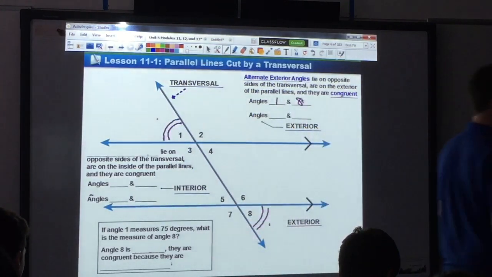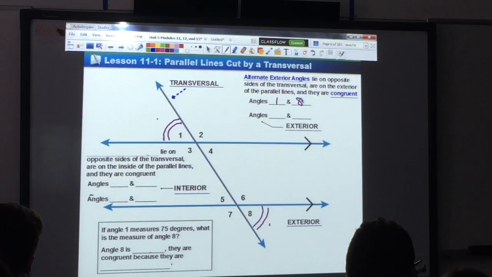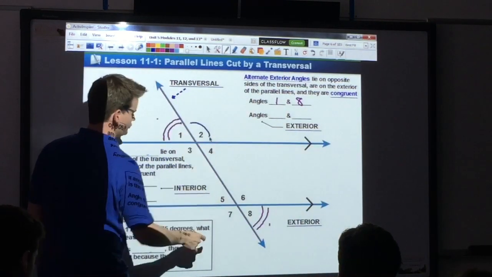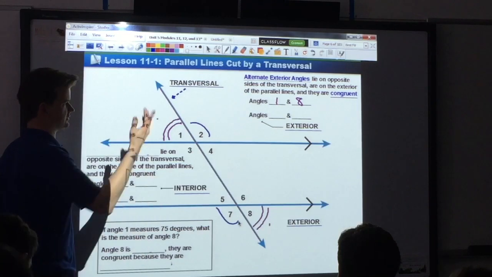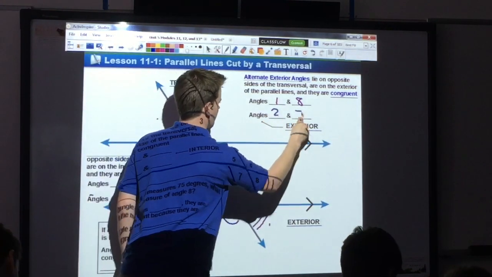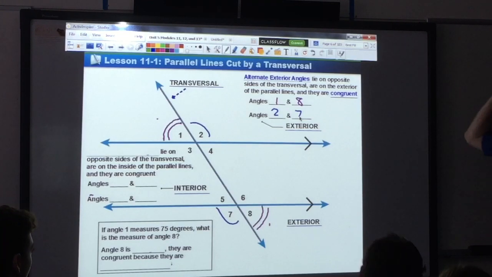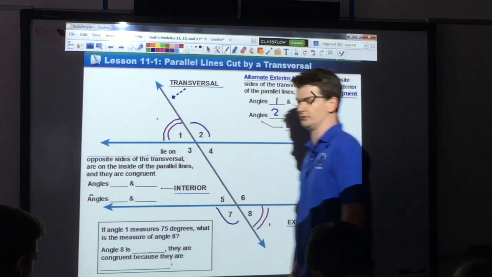Shimon, can you give me the other set of alternate exterior angles there? 2 and 7, perfect. Does it meet the criteria? Well, they're both obtuse, opposite sides of the transversal, outside of the parallel lines, 2 and 7. So if you know the measure of 1, you know the measure of 8. If you know the measure of 2, you know the measure of 7.